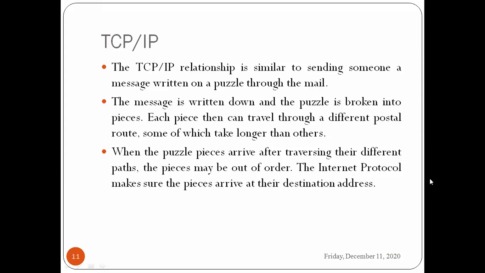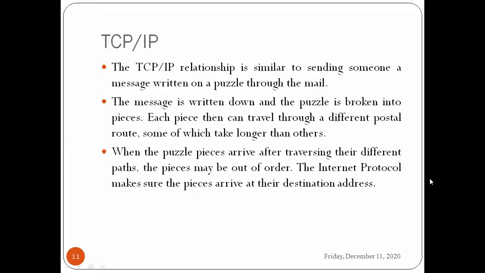The internet protocol makes the pieces arrive at their destination address. It is simply transferring the data from one source to a destination. That is like an email: the email is a puzzle broken into different pieces, and the pieces are taken on different routes. This route concept we may have learned in data structures: spanning tree algorithm, depth first search, and breadth first search. We have learned many algorithms for how data is transferred from one node to another. There is an in-depth concept behind that.